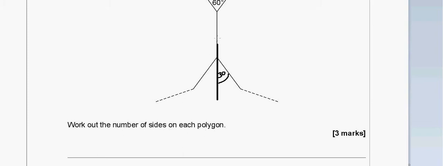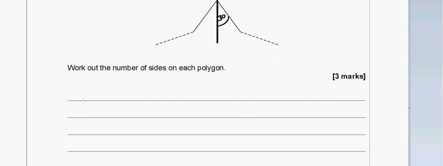So what I've done is I've drawn a line down which will bisect that angle, and we can see that the external angle of either of the polygons is going to be 30 degrees.